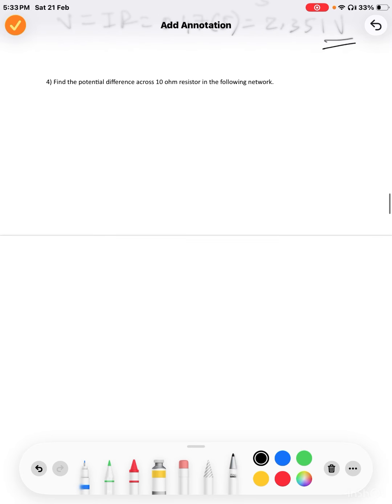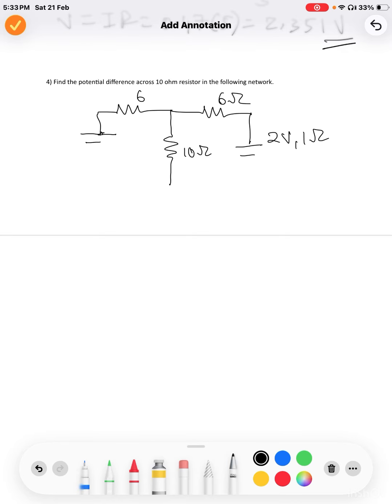So simple, there is a battery which is connected to a 6 ohm and connected to an external resistor of 10 ohm, and here another 6 ohm and connected to the second battery of 2 volt 1 ohm, and this first one is 4 volt and 2 ohms, and this again connected to another resistor of 4 ohm, and this again connected to another resistor of 4 ohm. Yeah, identical one. Good. So next 10 ohm.